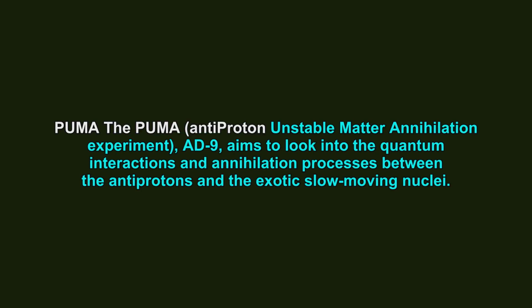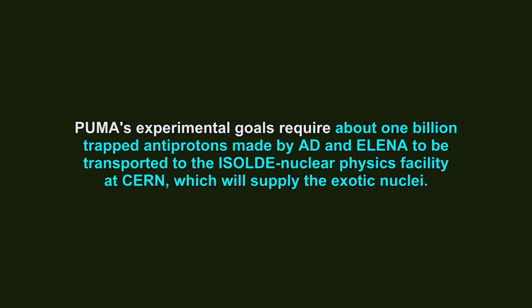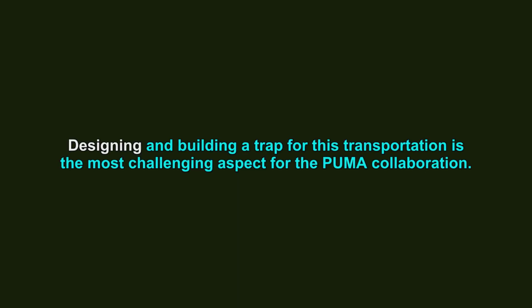The PUMA, Antiproton Unstable Matter Annihilation experiment, AD9, aims to look into the quantum interactions and annihilation processes between the antiprotons and the exotic slow-moving nuclei. PUMA's experimental goals require about 1 billion trapped antiprotons made by AD and ELENA to be transported to the ISOLDE Nuclear Physics Facility at CERN, which will supply the exotic nuclei. Antimatter has never been transported out of the AD facility before. Designing and building a trap for this transportation is the most challenging aspect for the PUMA collaboration.